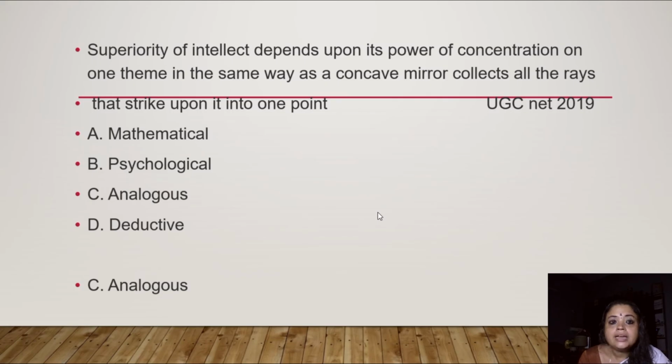Next one, superiority of intellect depends upon its power of concentration on one theme, in the same way as a concave mirror reflects all the rays that strike upon it up to one point. So this is analogous. Superiority of intellect is the same as a concave mirror. So analogous statement, answer is C.